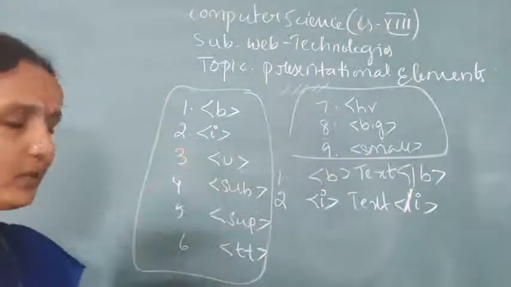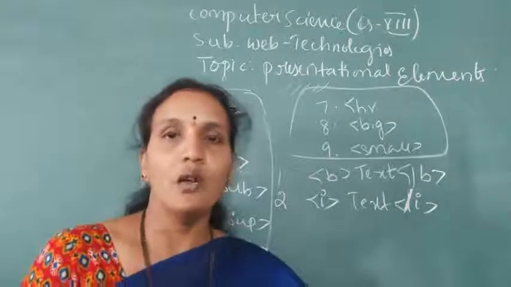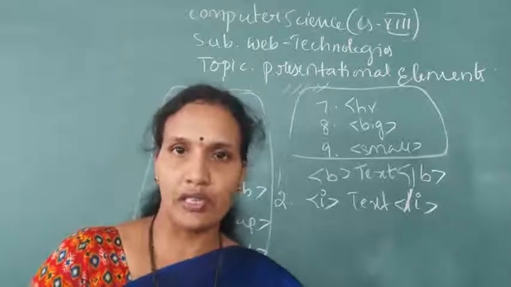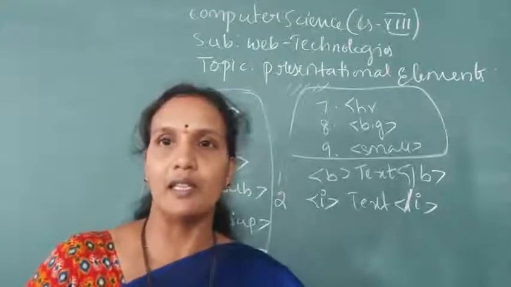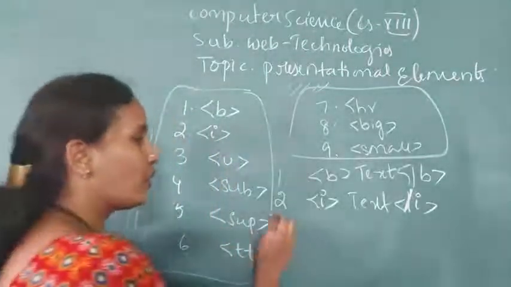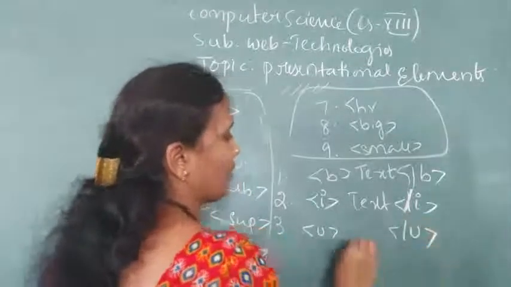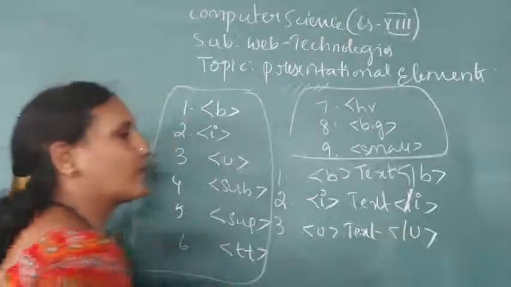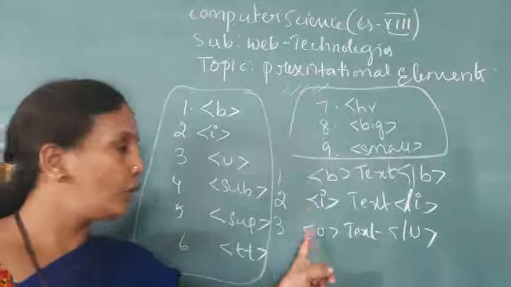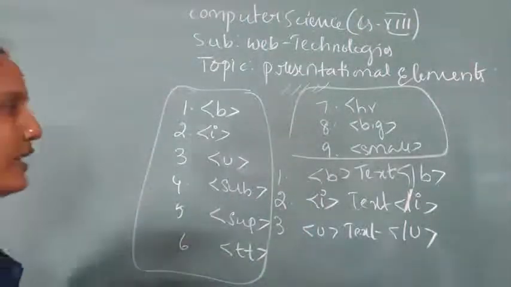Now, the third one is underline. In the name itself we have a definition. If you want to display any text in underline style, if you want to give an underline to a particular text, you enclose that text between a U opening and closing tag. This is the text. B for bold, I for italic, U for underline.